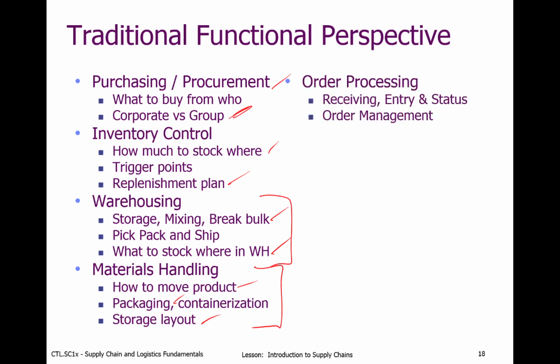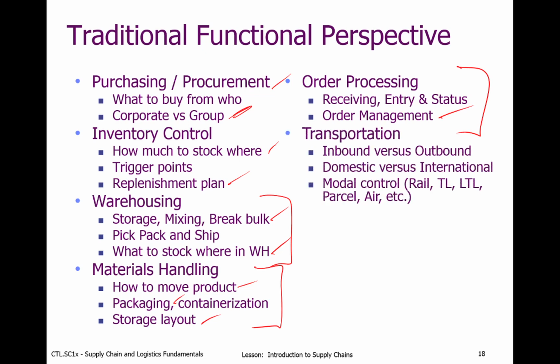There's also going to be a group that does order processing. These are the people who receive the orders, enter the orders, and maintain the status of those orders, and the whole idea of order management from time it was placed until it's finally fulfilled. Then there's a transportation group, and you can think of it in many different ways. One classic way is to think inbound versus outbound. Inbound means any product that's coming to me. Outbound means anything that's leaving me. So you can think of inbound things coming from your upstream supply chain partners. Outbound is the things going to your downstream supply chain partners.